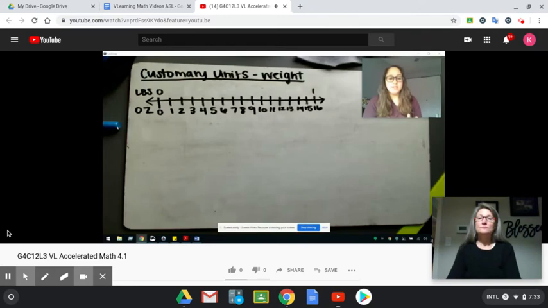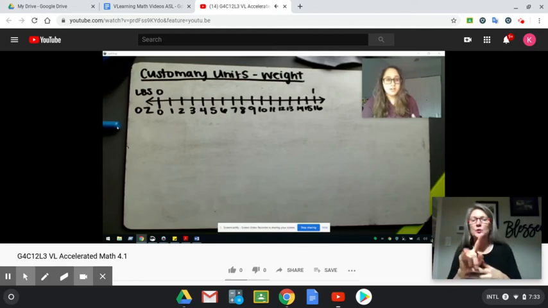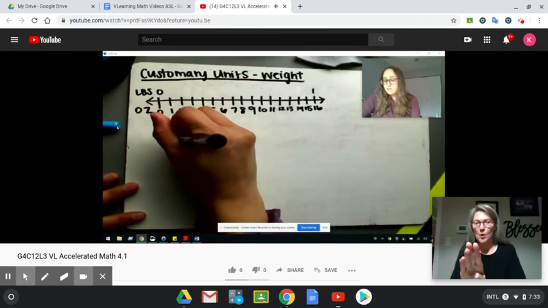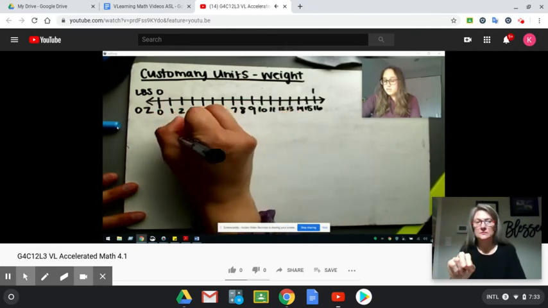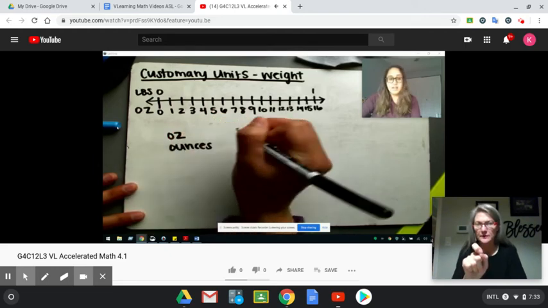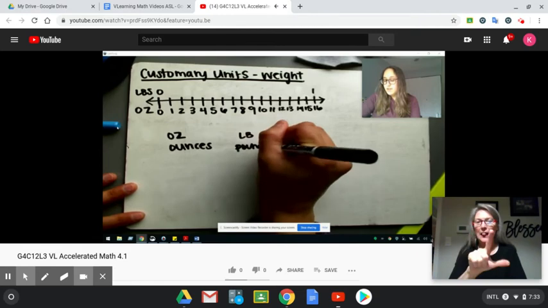Today we're jumping into our third lesson. We're digging deeper into the measurement of weight. We really want to think about how these units in the customary system relate to each other. So our units in the customary system are ounces, pounds, and tons. Ounces, abbreviated oz, or if you want to spell it, ounces. Pounds, abbreviated lb, or pounds. And tons.